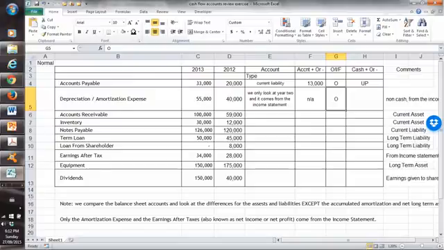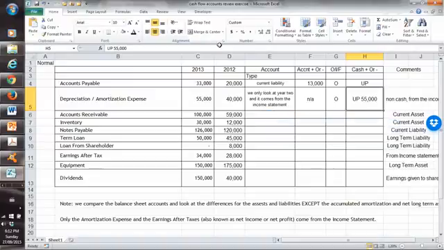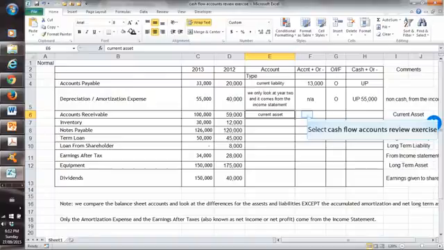Cash up or cash down? Well, there's a bit of a trick question because it wasn't cash at all, so we're adding it back in. So we count that as a cash up, the whole amount, that is. Okay, so accounts receivable went from 59,000 to 100,000. Type of account, that would be a current asset.